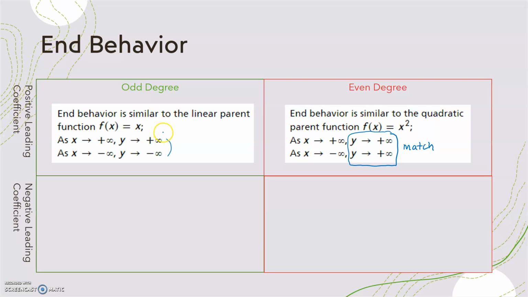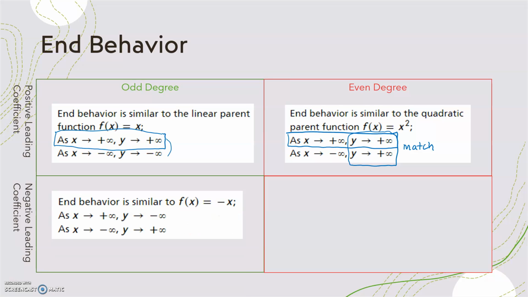And the other thing I want to point out is that if you have a positive leading coefficient, this line will be true. As your x's get bigger, your y's get bigger. That is a positive leading coefficient. If you have a negative leading coefficient, then your end behavior is flip-flopped. So as your x's get bigger, your y's get smaller. And as your x's get smaller, your y's get bigger.